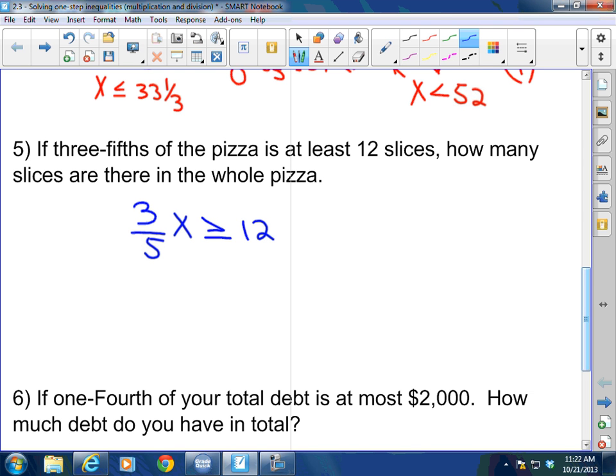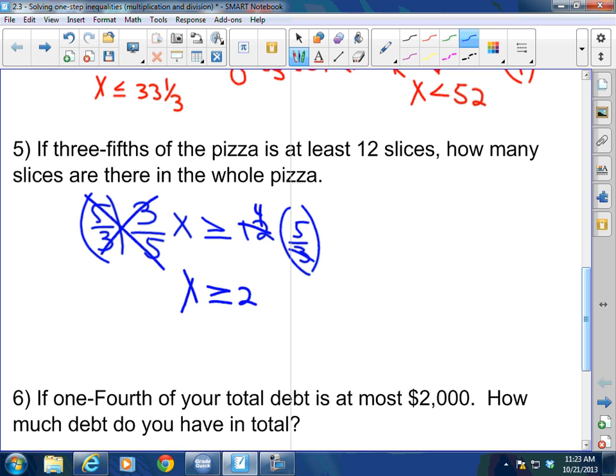Now what, my man? How do I solve this? You have to move the 3/5, right? Yeah, but how do I move that 3/5 magically? It's not just moving it. What's the relationship between the 3/5 and the x? Are they being added, subtracted, multiplied, or divided? How do you get rid of multiplication? Yeah, you're dividing, guys. But remember, when you divide, you stay, change, flip. So you're multiplying by the reciprocal. Very good. So x is greater than or equal to 20. So it's greater than or equal to 20 slices. It's a big pizza. Does that make sense, gentlemen?